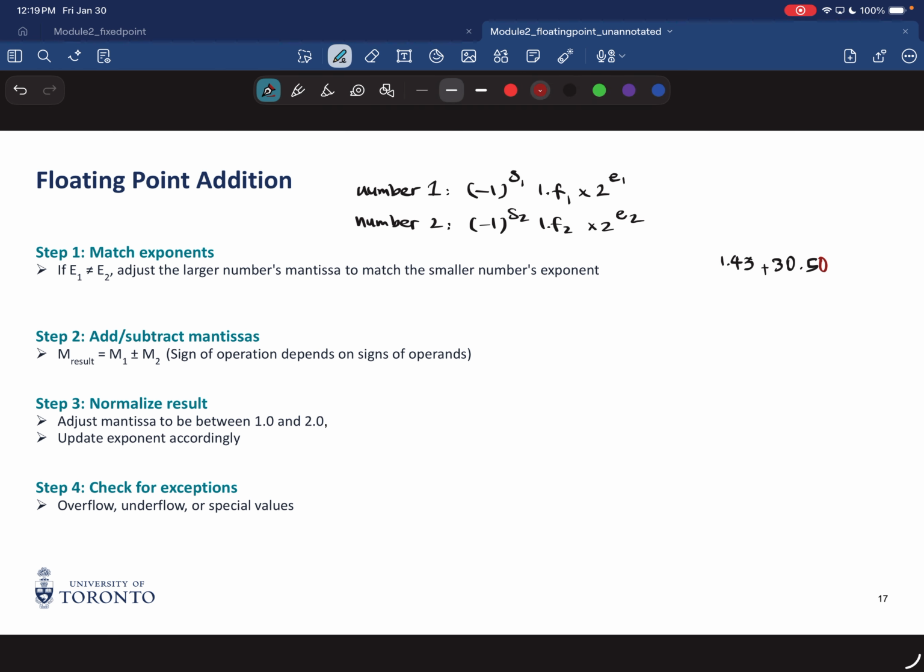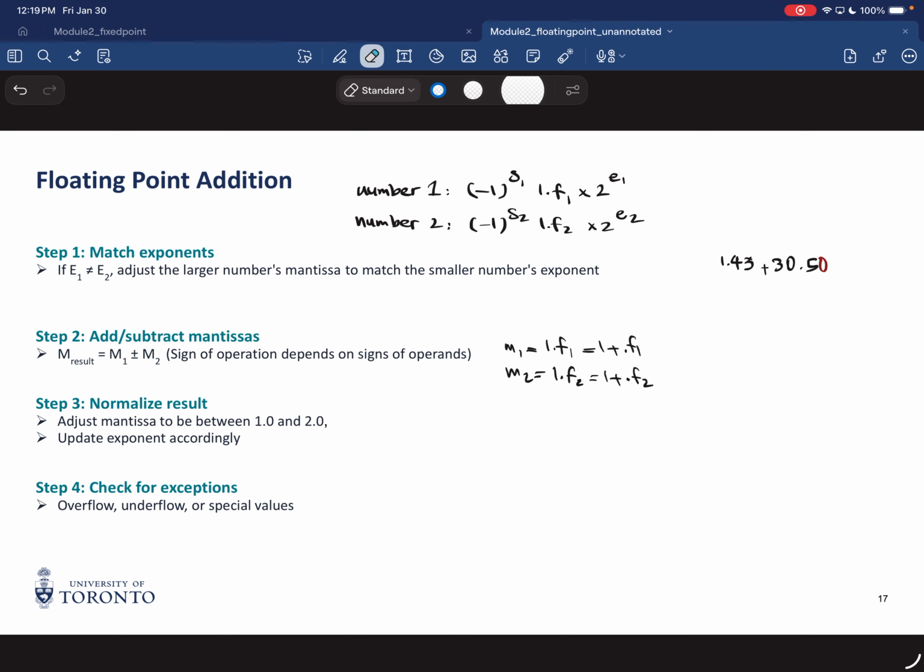Then, if both of them are positive or negative, you're adding them up. The mantissa here, M1, if you remember, is 1.F1 or 1 plus F1. And then M2 is 1.F2 or 1 plus 0.F2. So remember that when you're adding, you have to add that implied 1 to them. Okay? So bring that into your calculation.